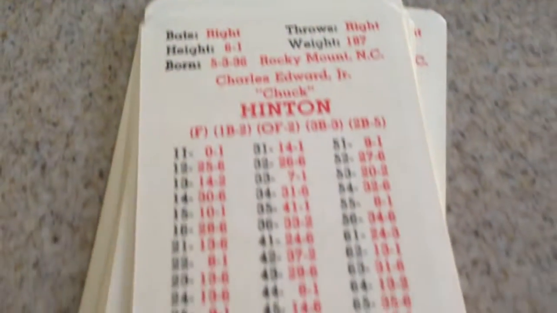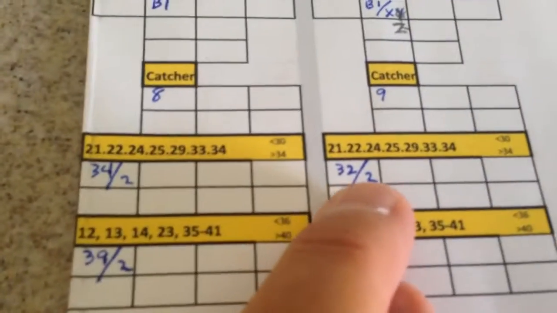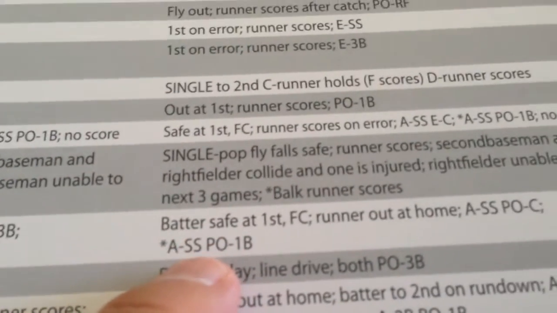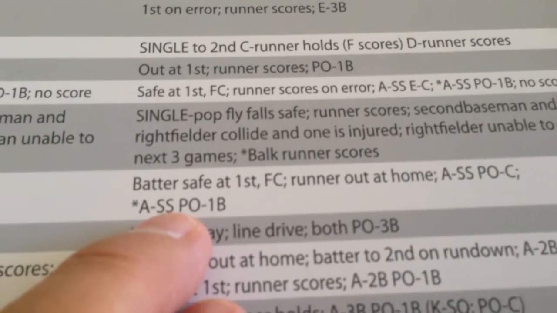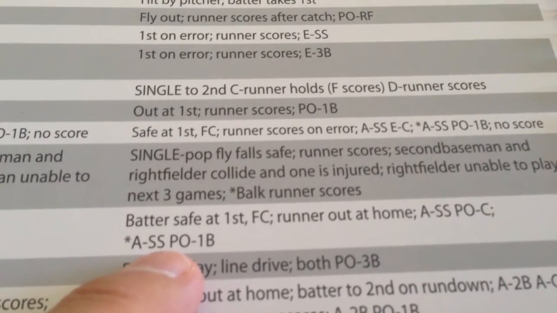41. 41 is a 24. A 24 is we use fielding column 2. Batter safe at first. Runner out at home. Look at that. And the infield wasn't even playing in. This is just one of those where they get him at home. 6-2.